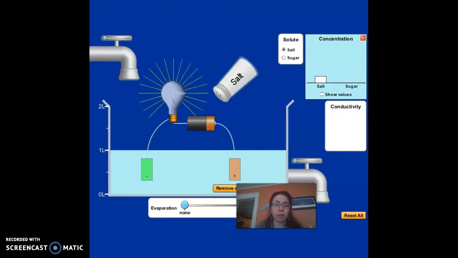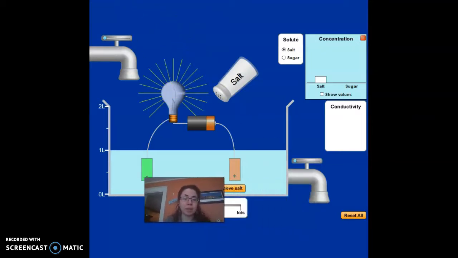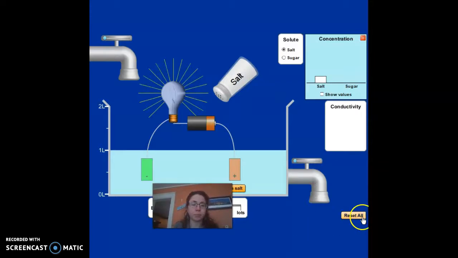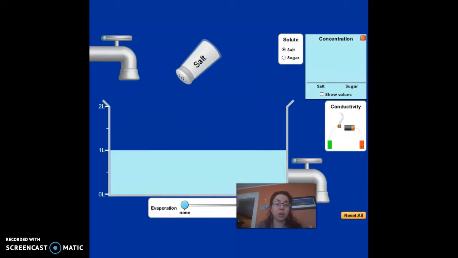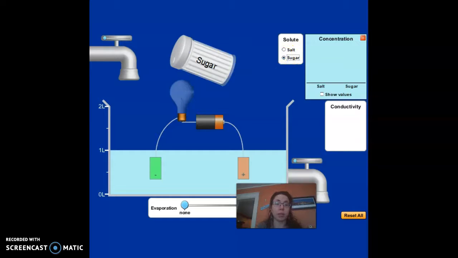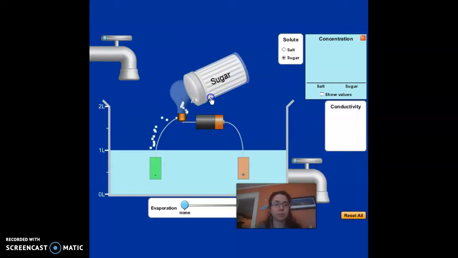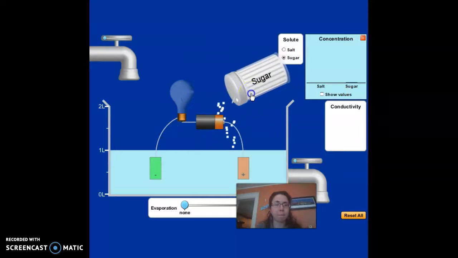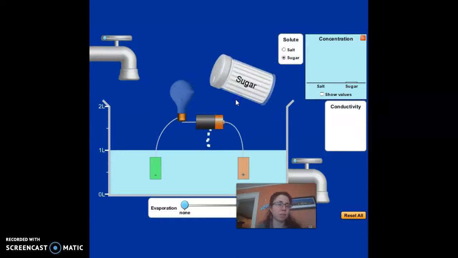Okay, at this point, I need to reset so that we can check the conductivity of water. So we are going to grab our conductivity tester again, but this time we're going to add sugar. So salt water conducted. Plain water did not conduct. What do you think about sugar water? I don't see anything. So in this case, it is not going to be conducting.